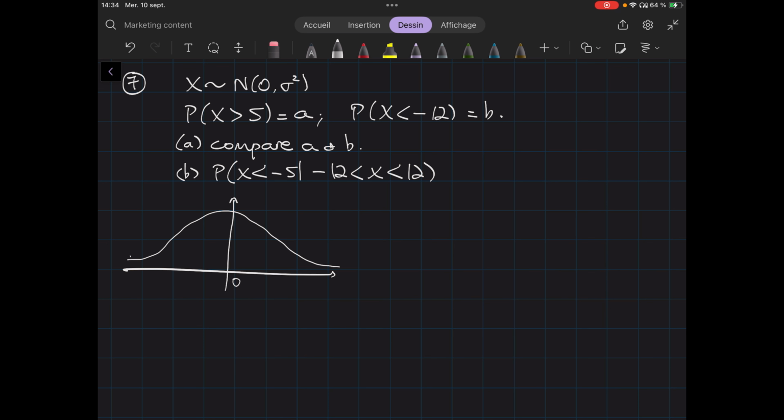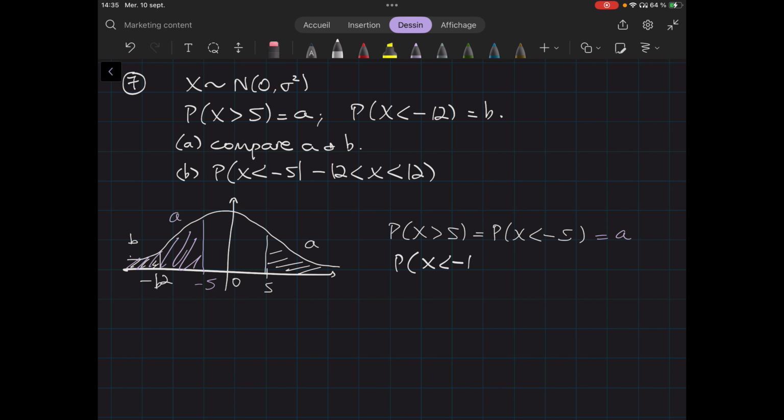We know that the probability that x is greater than 5 is equal to a, and the probability that x is less than negative 12 is b. Because of the symmetry of a normal distribution, we know that p of x greater than 5 is equal to p of x less than negative 5. And this entire area is also equal to a. From the sketch, we know that p of x less than negative 12 must be less than p of x less than negative 5. Therefore, b is less than a.